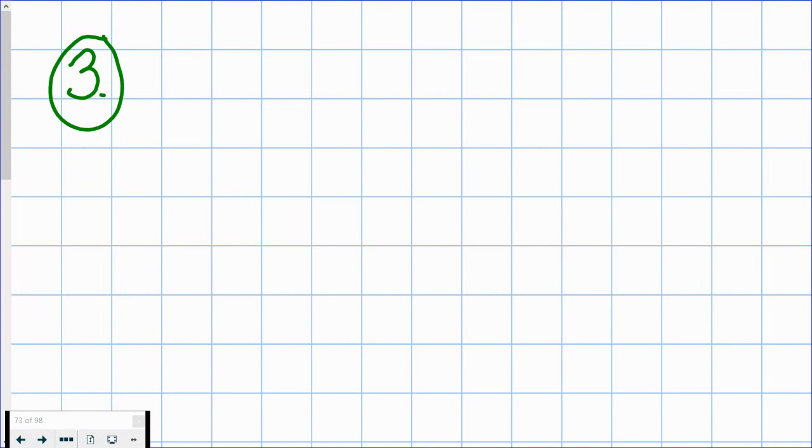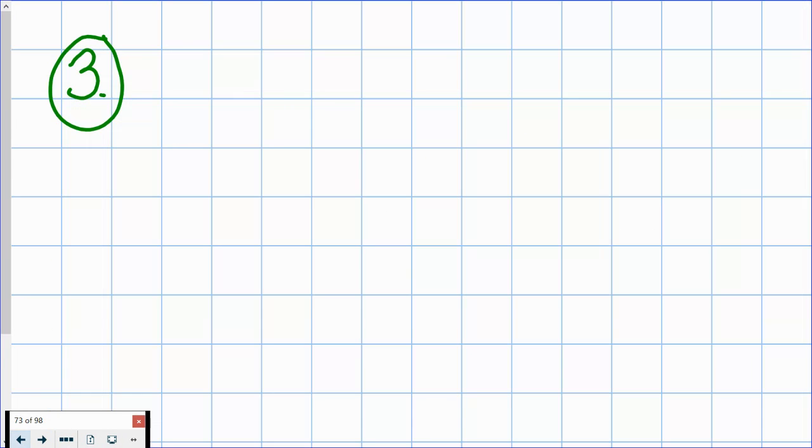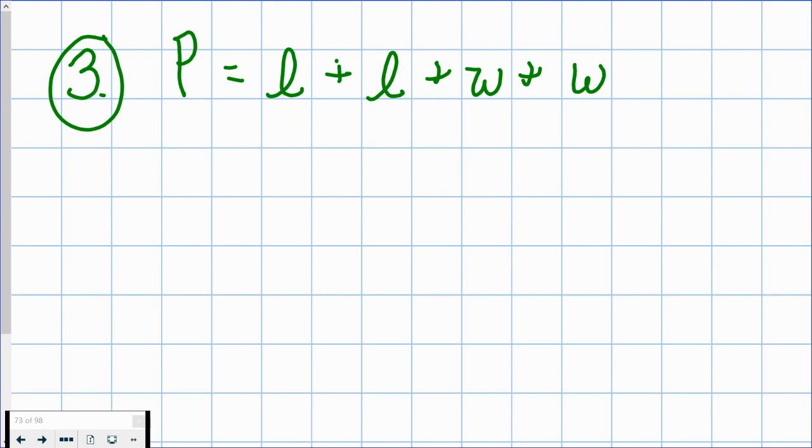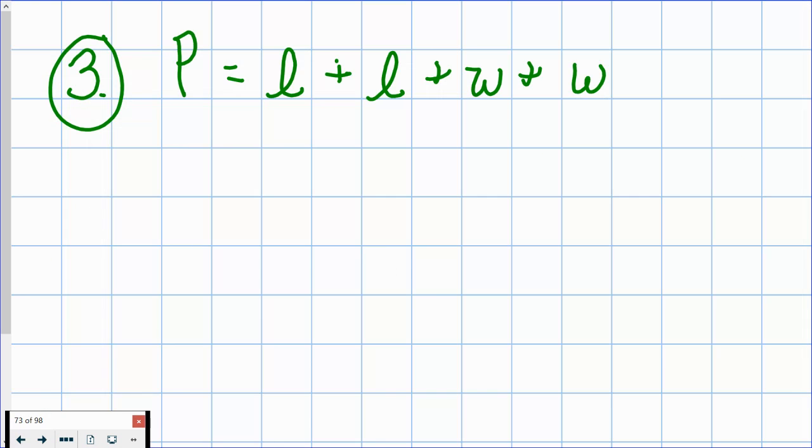Okay. Well, how do I know what formula to pick? Well, it said perimeter. So I'm going to use the perimeter formula, and I'm going to write that first. So I know perimeter equals length plus width plus width. Okay, next step, fill in the information that we know. Okay, so what do we know? We know the perimeter is 46 inches. So let's come back to our scrap paper, and under perimeter, let's record that we know the perimeter is 46 inches.